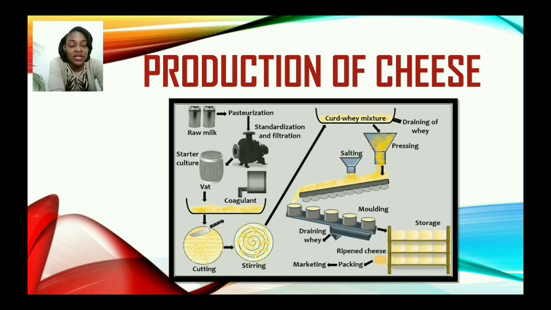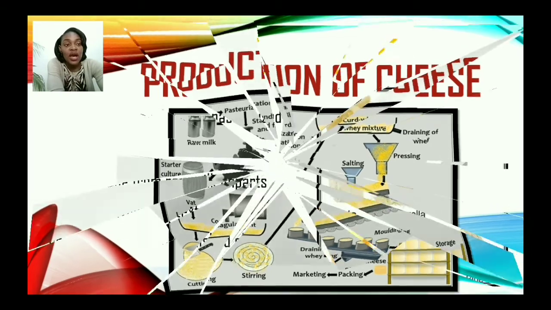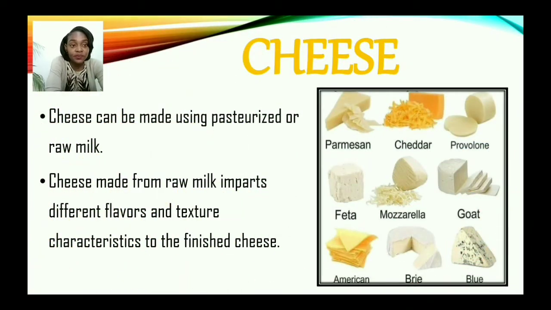After the milk is collected, in some cases, for some cheese, it is pasteurized. Then it goes through a process of standardization and filtration. At this stage, the starter culture is added, and the cutting and stirring of the cheese will release the liquid. The curd and whey mixture will then separate, and the whey will be drained off. It is then pressed and formed into blocks or molds, and salt is added for preservation and also taste. At this stage, you have some cheeses that are ripened or aged, and some cheeses that go on the market right after processing.